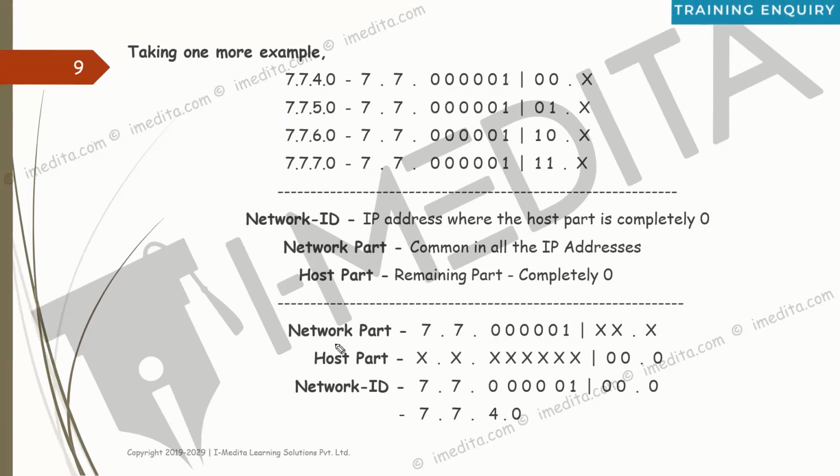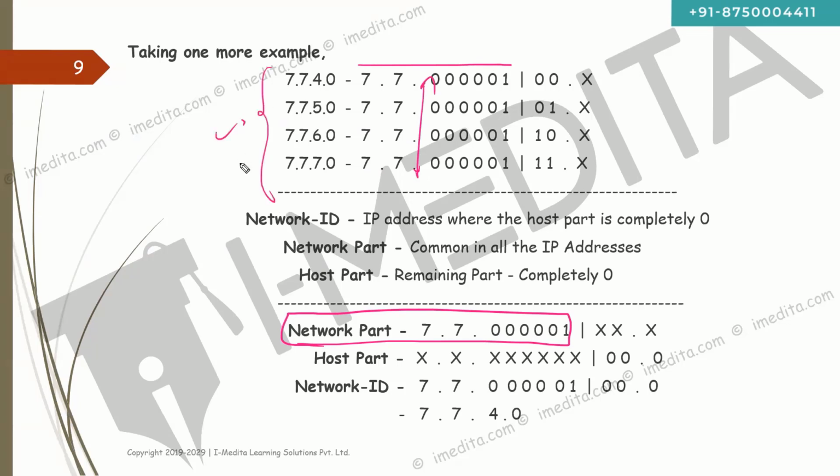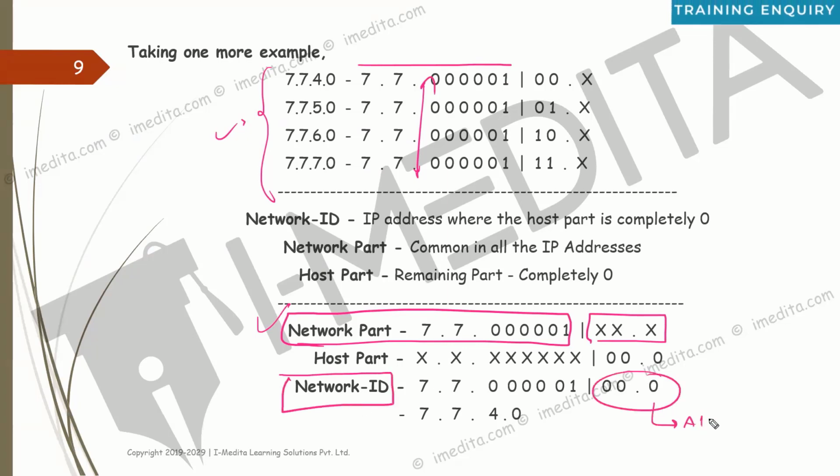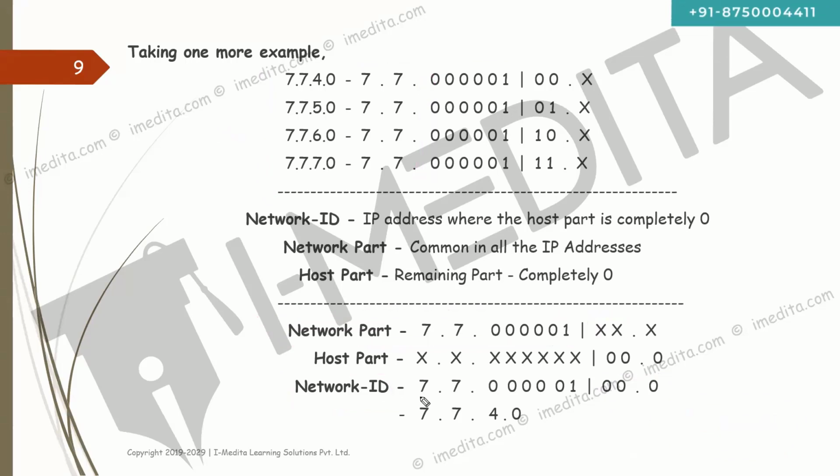So this part is going to be considered as the network part. Because this part is common in all the IP addresses that we have to match, that part will be the network part, and the remaining part is going to be the host part. As per the definition of the network ID, the host part must be all 0. So I have written down the network part as it is, and the host part as all 0.